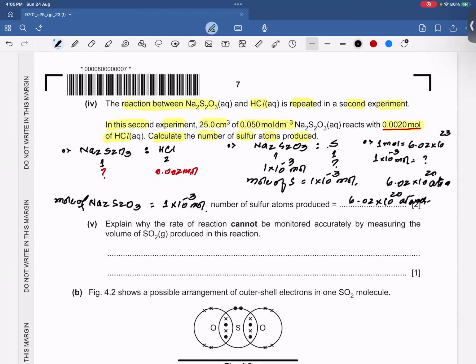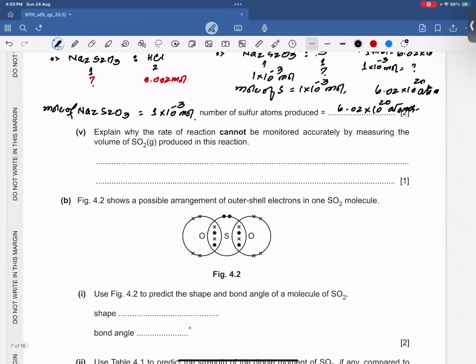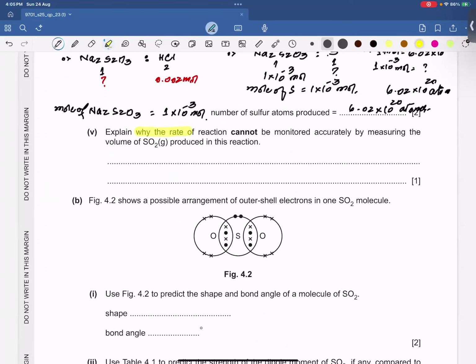Atoms of sulfur. I hope it makes sense to you. That's the easiest way. Explain why rate of reaction cannot be monitored accurately by measuring the volume of SO2 produced in this reaction. That's the question.